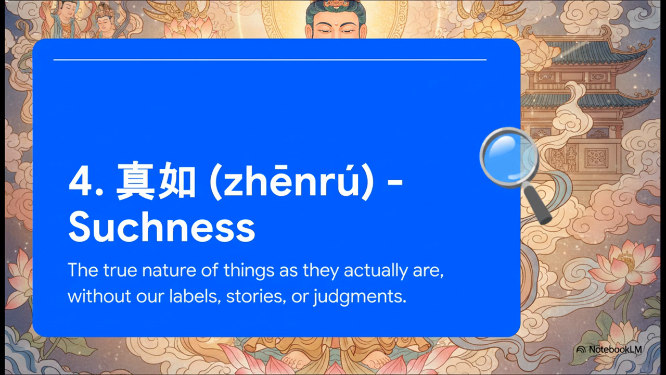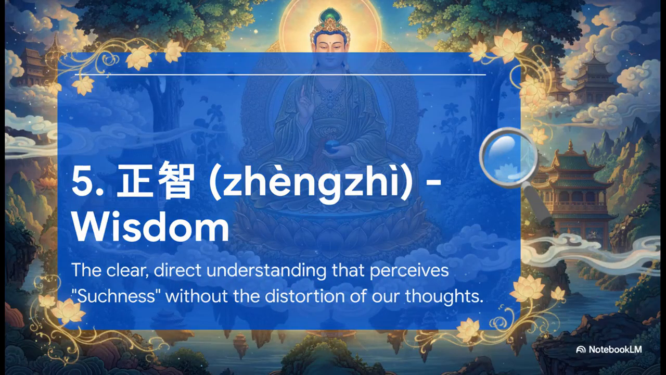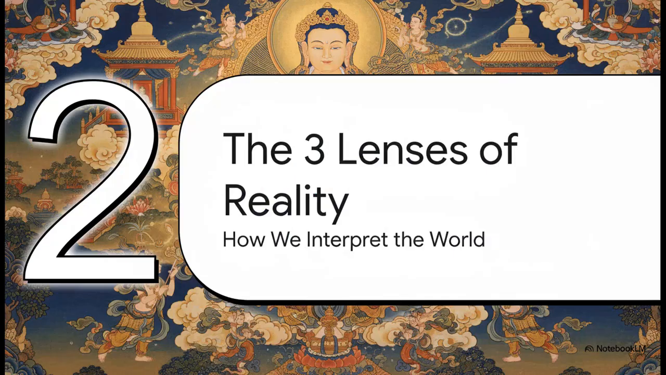Okay, but beyond all that mental chatter, there's something called suchness. This is the thing as it truly is, completely separate from our labels, our judgments, and our stories about it. You could say it's reality with a capital R. And that leads us to the final piece, correct wisdom. This is the goal of the whole shebang. It's that moment of pure clarity, that insight that just slices right through the fog of our own stories and lets us see reality, that suchness, directly, as it is. So those are the 5 building blocks of any experience.